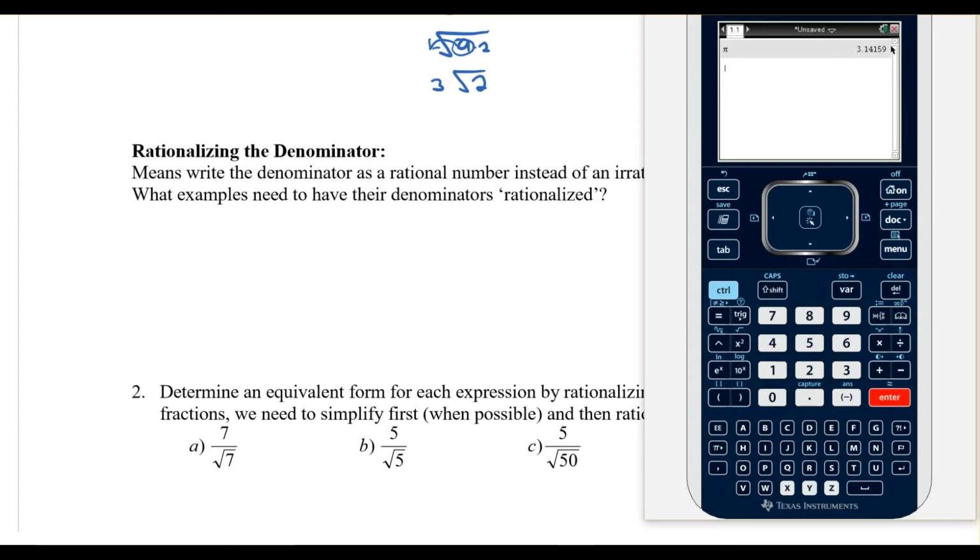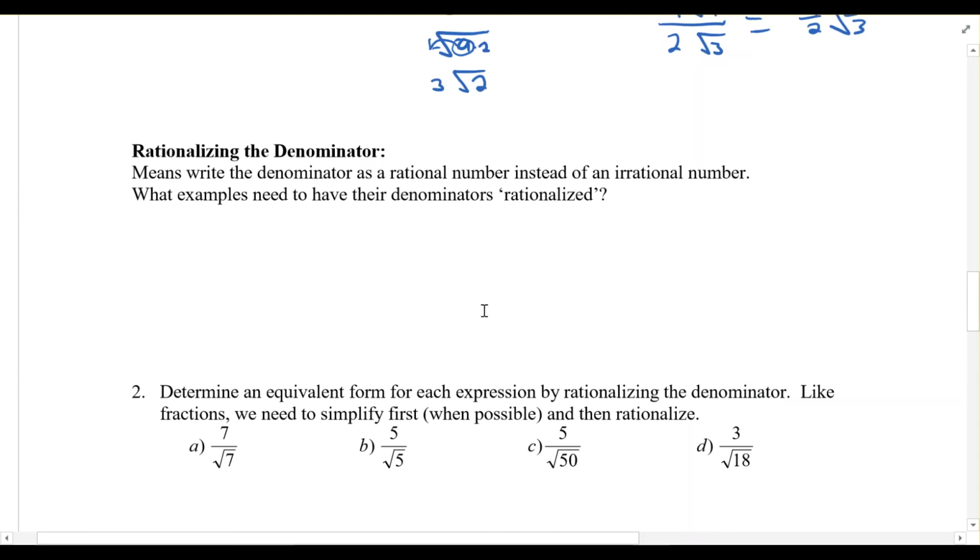So we don't want an irrational number like pi in the denominator. Another example of an irrational number is the square root of 2. Same thing. These digits would continue on forever. So that's what we mean by rationalize the denominator: don't leave any of these numbers with an infinite amount of digits hanging around in the bottom of the fraction. Okay, so that's what we mean.